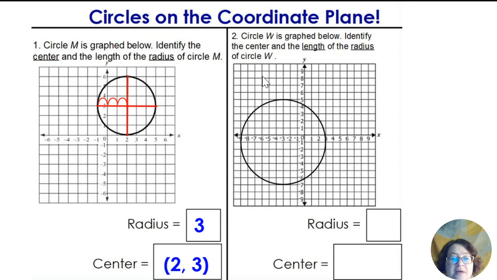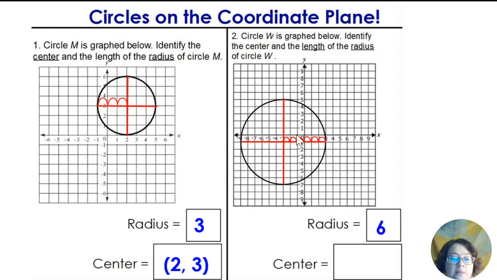We're going to do the same thing for number 2. We take our widest point, and we draw a segment through. And then we take our tallest point and draw another segment. They meet in the center. And it doesn't matter which of these 4 points on the circle I start with, as long as I start with one of those and count across the grid lines to the center. So I count 1, 2, 3, 4, 5, 6. So my radius is 6.